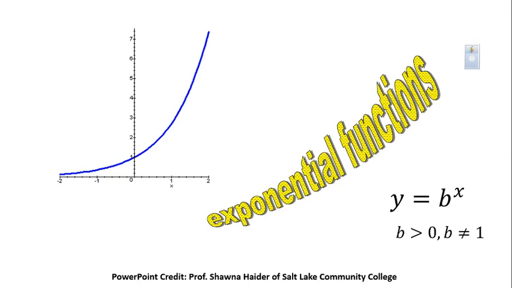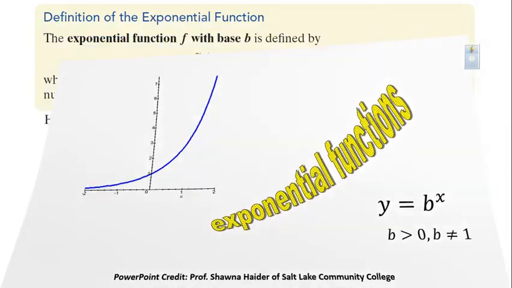And the reason we don't want the base to be 1 is 1 raised to any power is what? 1. That makes it very boring. And one of the things we want is for exponential functions to be invertible, which means they have to be 1-to-1. So we need the base to be positive and a number other than 1.